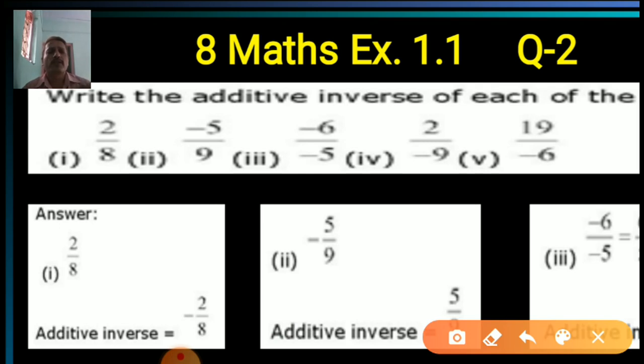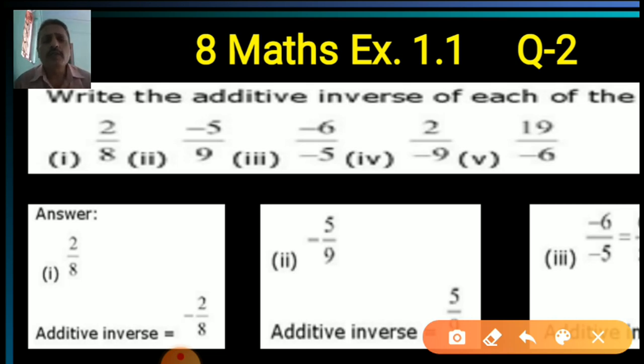Very simple, students. When you find a number in a question, just change the sign: positive becomes negative, negative becomes positive. So first of all, change its sign. That's the answer. Easy? You just change the sign of the number. That's the additive inverse of the number. Additive inverse means when we add both numbers, you will get the result 0.